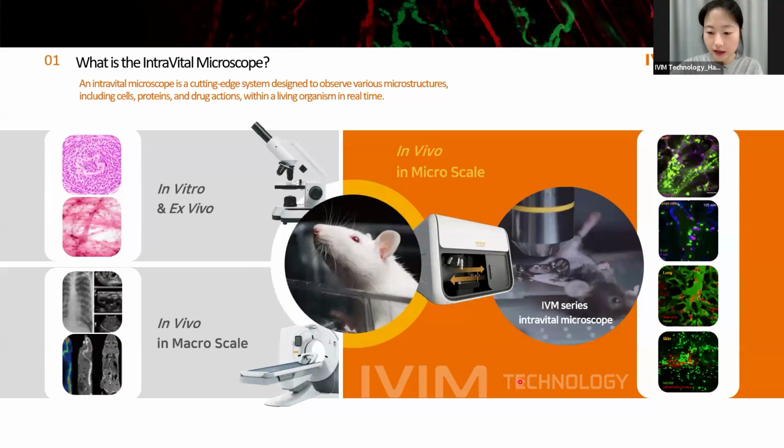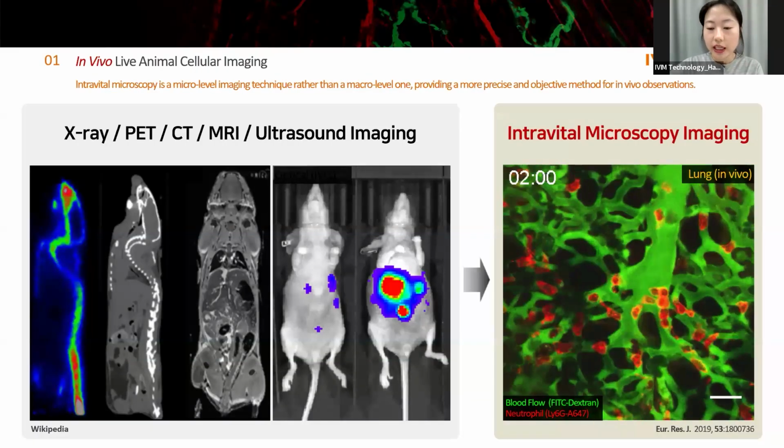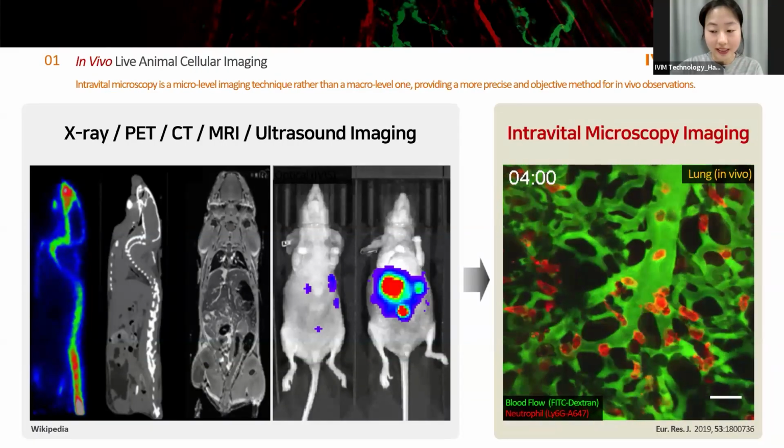Other in vivo imaging modalities such as PET, CT, or MRI are valuable for analyzing physiological changes at the tissue or organ level, but they also lack the resolution needed to visualize cellular level events. In contrast, intravital microscopy fills this gap.